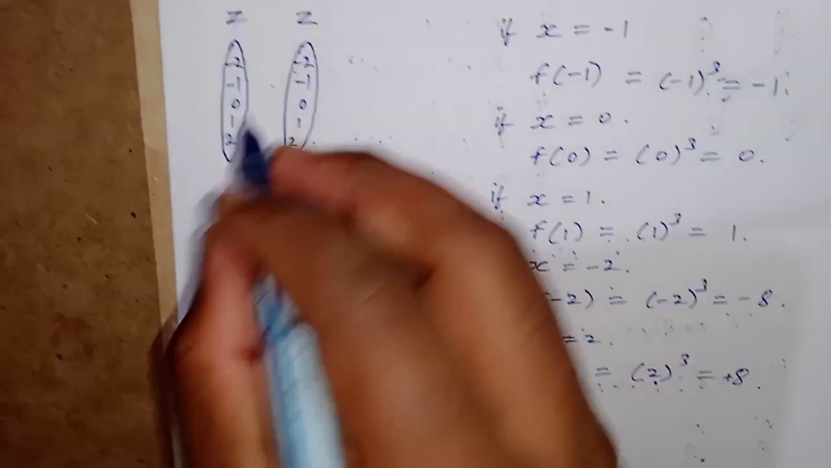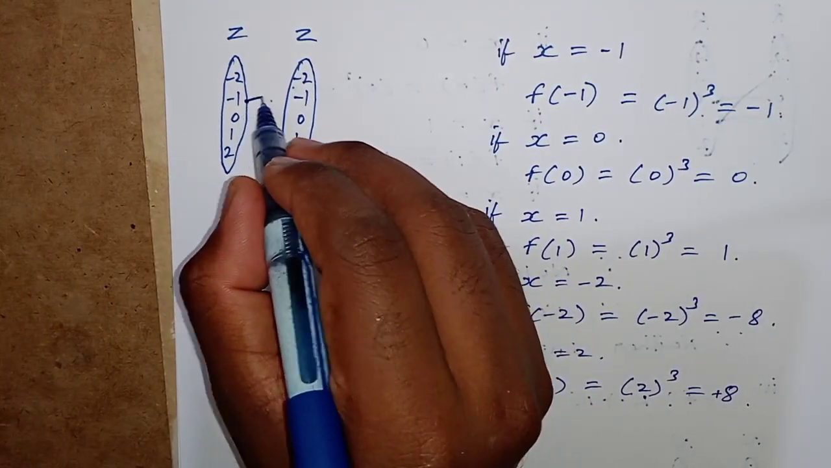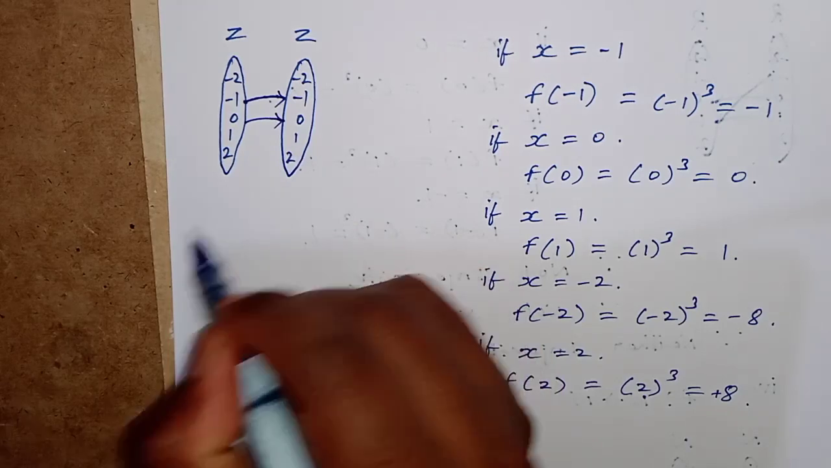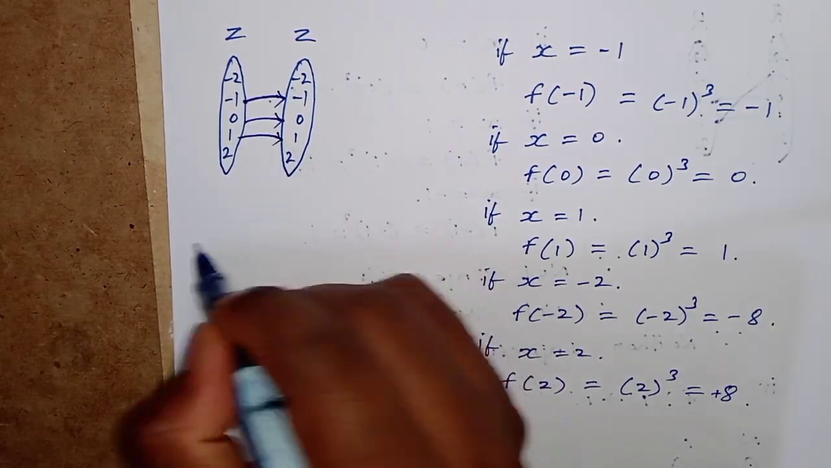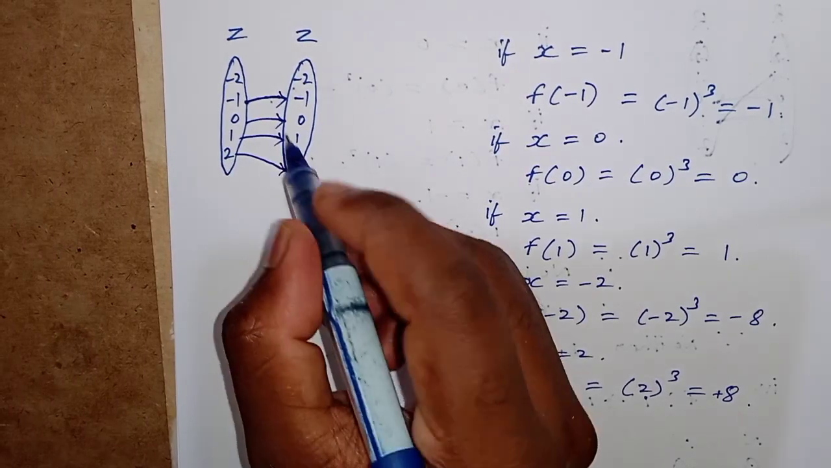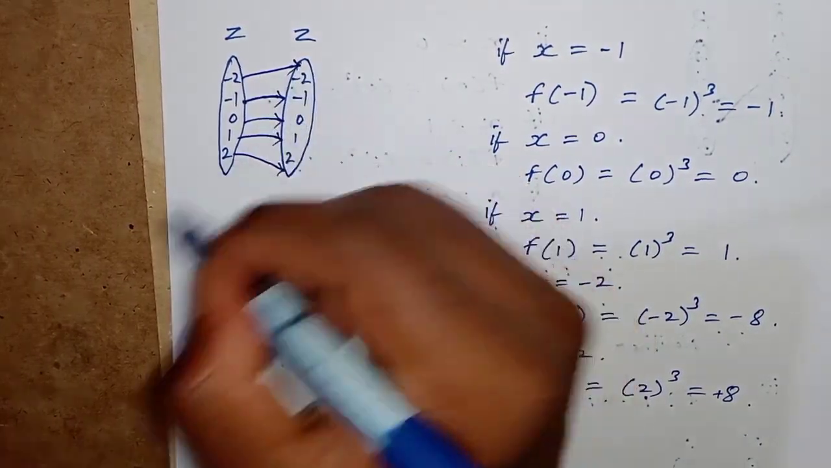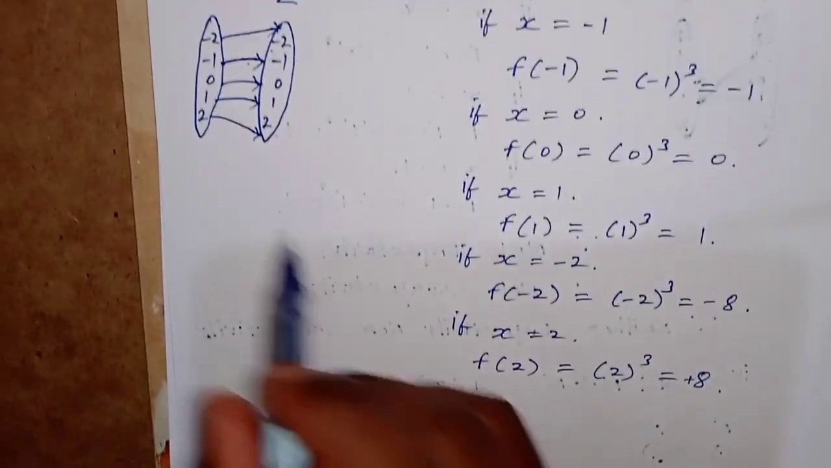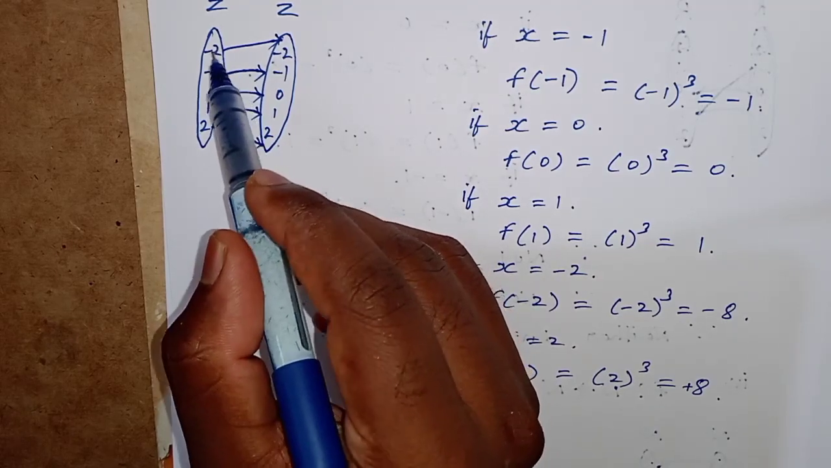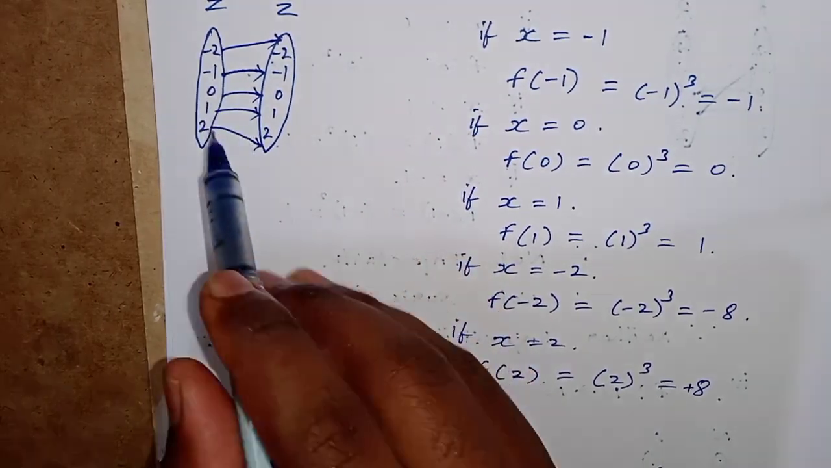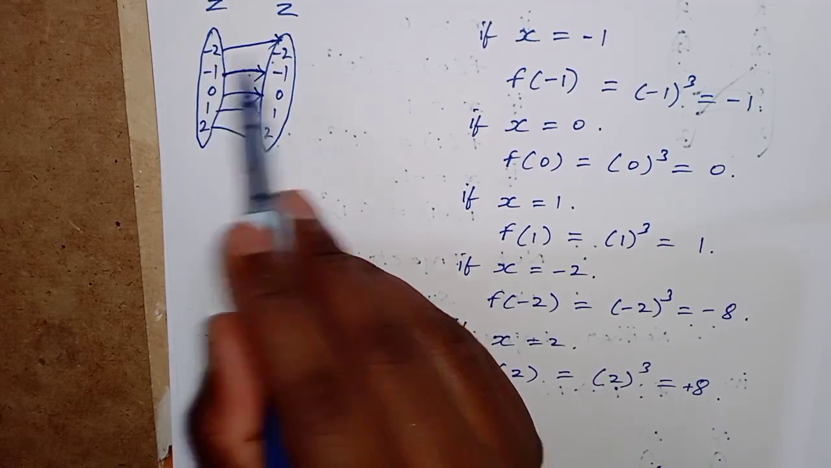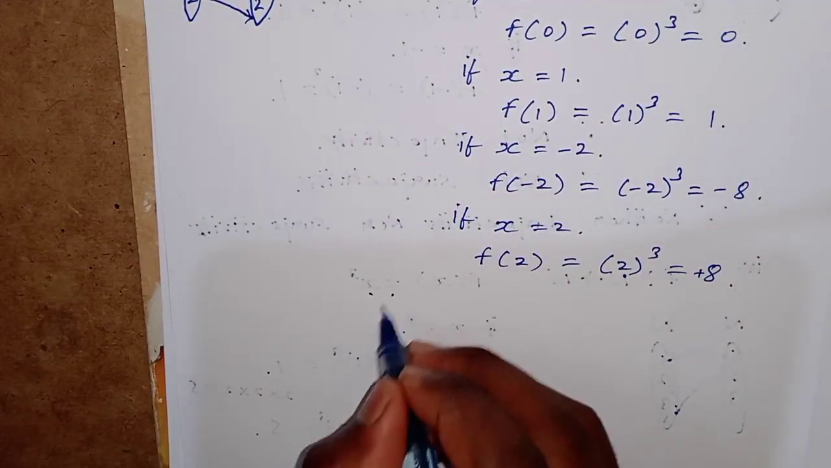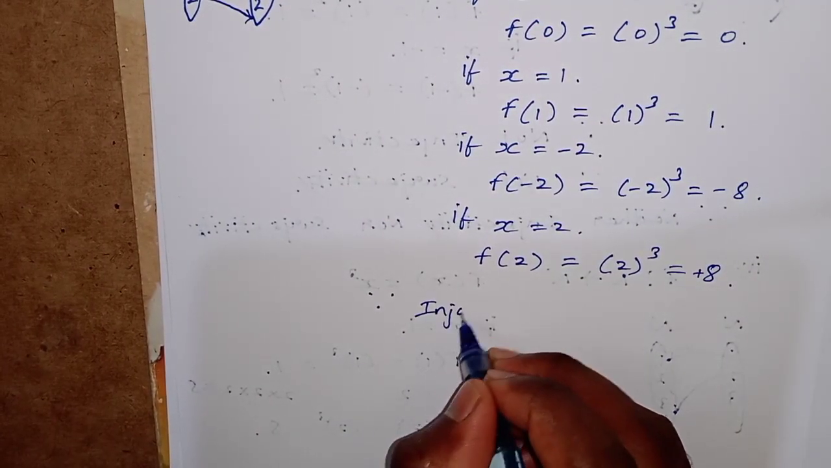Okay. Here now you have to graph. -1 is related to -1. 0 is related to 0. 1 is related to 1. 2 is related to plus 8. -2 is related to -8. Therefore, for checking whether it is one-one, injective, you have to check the domain. Every element has one and only one image in the codomain. Therefore, here it is injectivity.